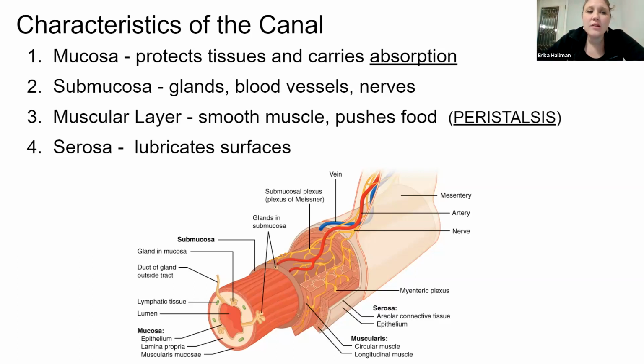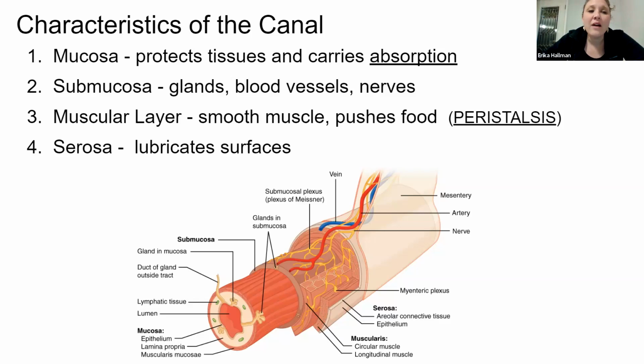This mucosa is in charge of two things. The first thing is we need to make sure that we're protecting the tissues of our body. So if our main gastrointestinal tract, our main alimentary canal, is in charge of digestion, we need to make sure we're not actually digesting ourselves. So the mucosa is a layer that's going to protect the remaining layers of tissues in our alimentary canal. The other job of the mucosa is absorption. And we'll talk about these structures called microvilli that are inside of our mucosa in just a little bit.